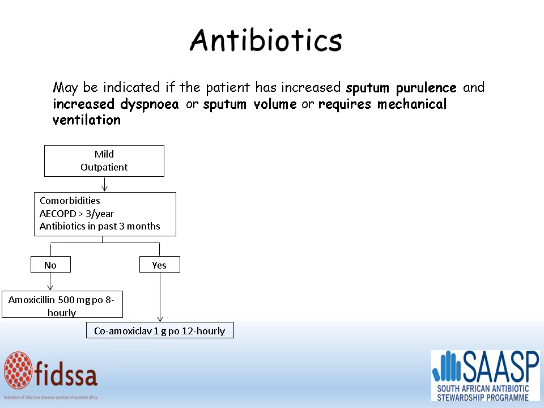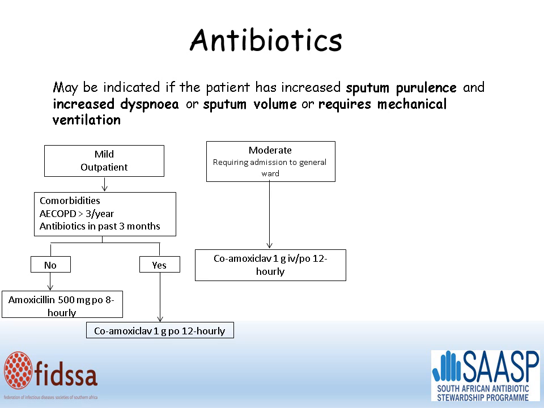Patients with mild exacerbations will be seen as outpatients, and generally amoxicillin orally is reasonable, unless they have significant comorbidities, greater than 3 exacerbations a year, or have had antibiotics in the last 3 months, in which case co-amoxiclav may be a better choice.